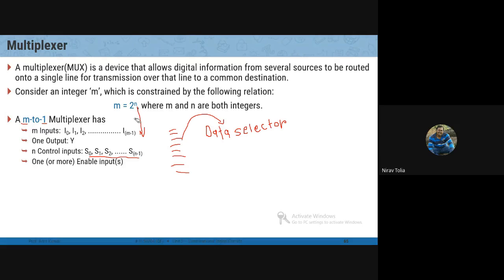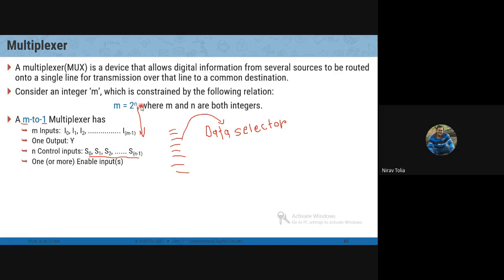Suppose my select line is 1. Here m is the input, so 2 raised to 1. So for one select line we have a 2 input multiplexer. Suppose I have two select lines. Then my number of inputs is 2 raised to 2, so 4 inputs. Suppose my select lines are 3. Then I have 8 inputs.